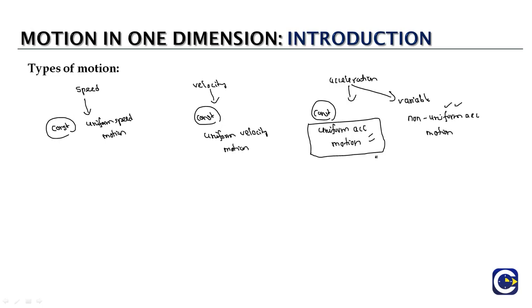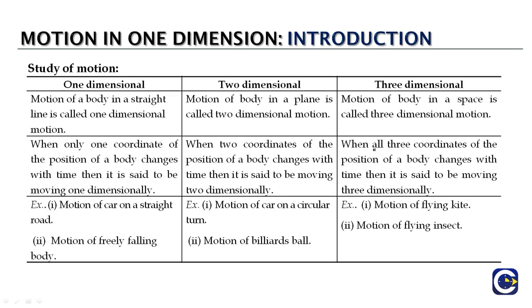So we'll take a look at it when we go to the particular sections, but these are the broad types of motion that we are going to be discussing. Now the study of motion, as the topic names itself suggest, we are going to be doing under 1D, 2D and then 3 dimensions. What is one-dimensional motion? If the motion is confined to a straight line, that is what we call one-dimensional motion.